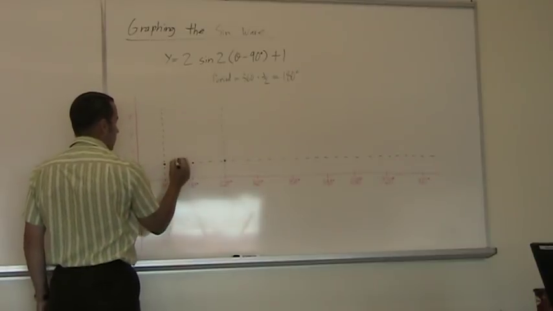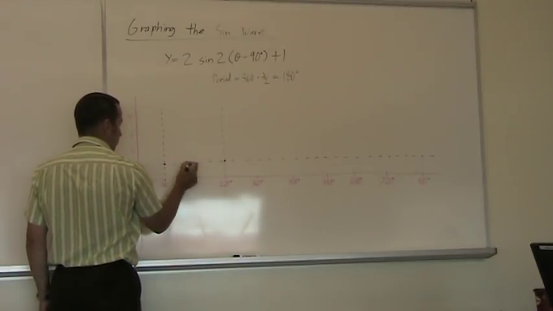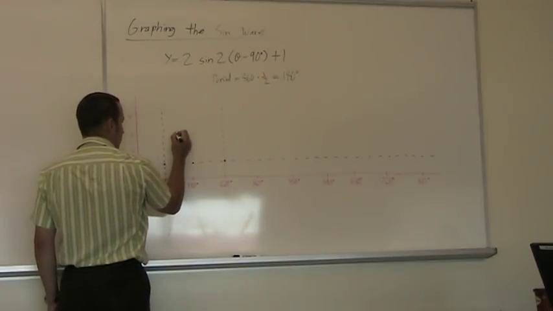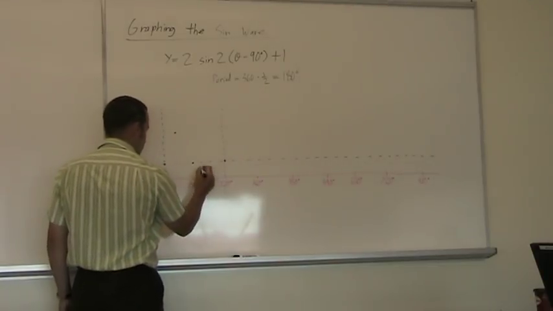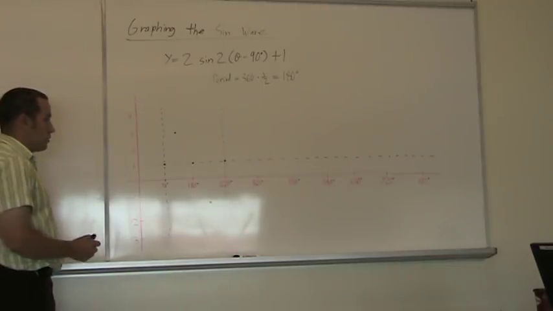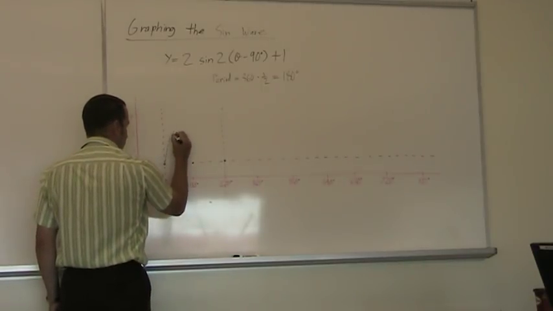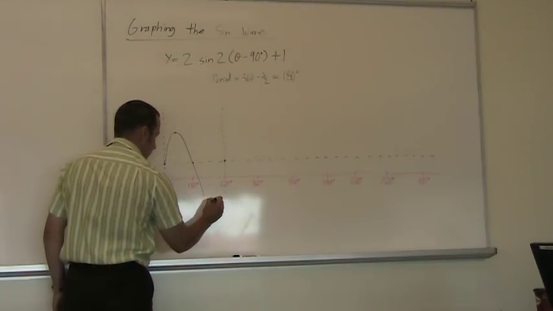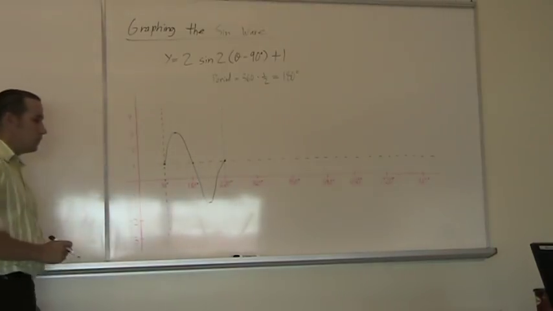So an amplitude of 2 means halfway in between these dots, I go up 2. In between these ones, I'm going down 2. I just finish it off by drawing the actual sine wave. Like that.